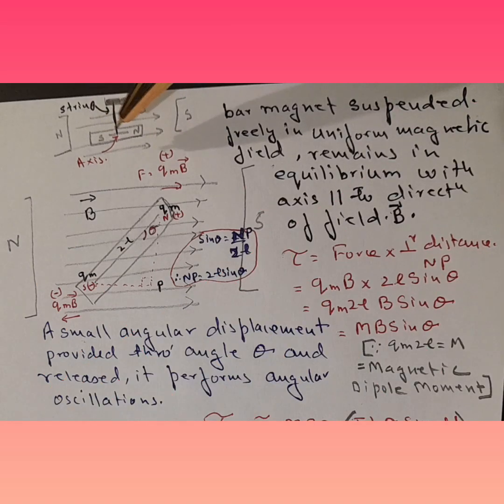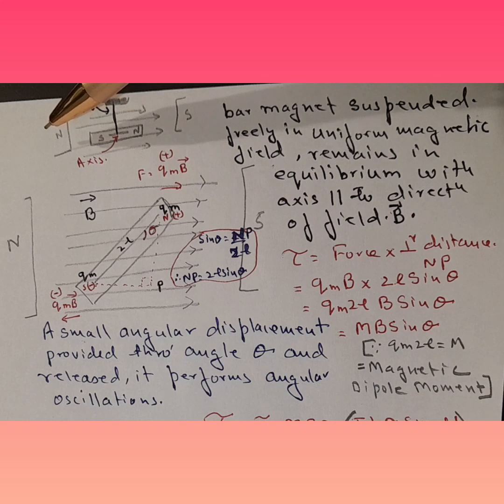Assume a small bar magnet is being suspended by a string in a magnetic field. Now, a bar magnet suspended freely in a uniform magnetic field remains in equilibrium with its axis parallel to the magnetic field. North is positive, so it gives out lines of force. South is negative, so it accepts them.